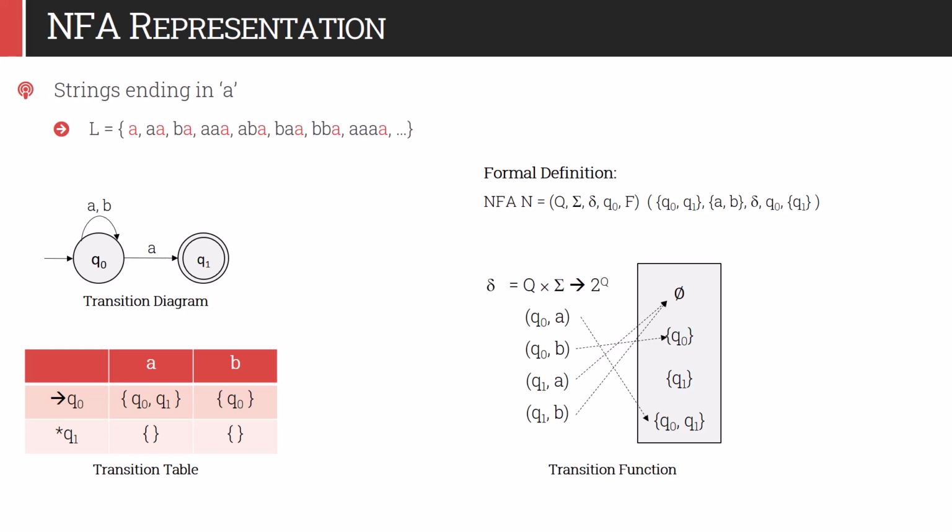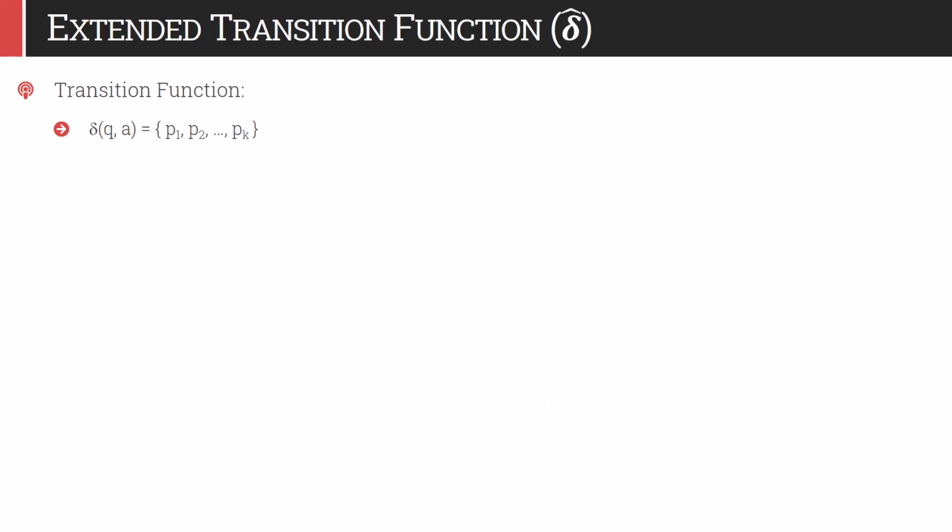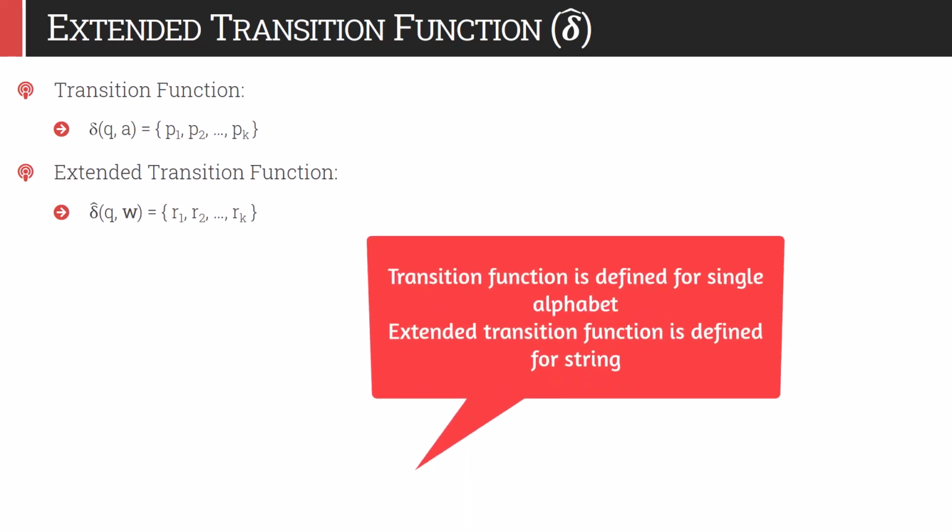So we can represent an NFA either using a transition diagram, a transition table, or a transition function with the formal definition. The extended transition function, delta cap. The normal transition function is represented by delta, which is defined over one alphabet symbol. So we are in some state Q, and if we read a single symbol A, then where are we moving? We may be moving to a set of states P1, P2 up to Pk because it is an NFA. And the extended transition function is defined over a string instead of an alphabet symbol.